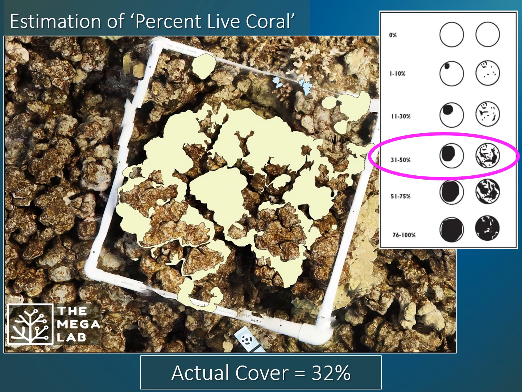For this example, live coral within the white quadrat is highlighted in yellow and blue. Percent live coral cover is 32%. Great job if you guessed 31 to 50% live coral cover for your Eyes of the Reef report.